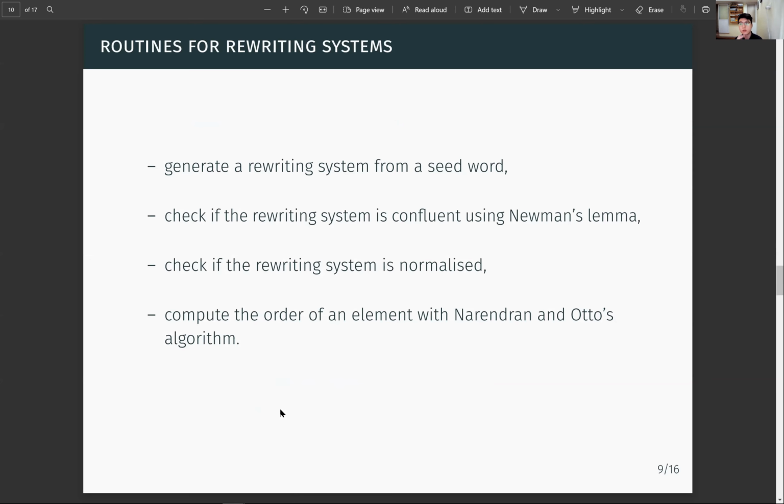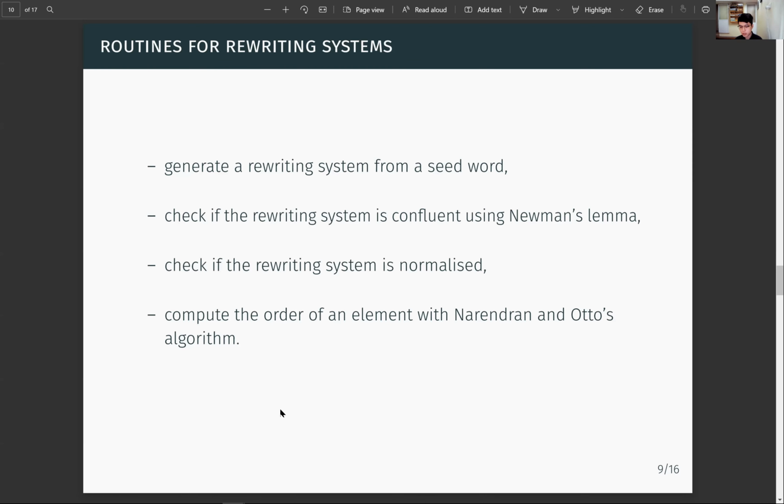And so now we move on to the routines for the writing systems. Within Python, this routine can accomplish 4 tasks. It can generate a writing system from a seed word, and check if the writing system is confluent using Newman's lemma. You can check if the writing system is normalized, and you can compute the order of an element with Narendran and Otto's algorithm.